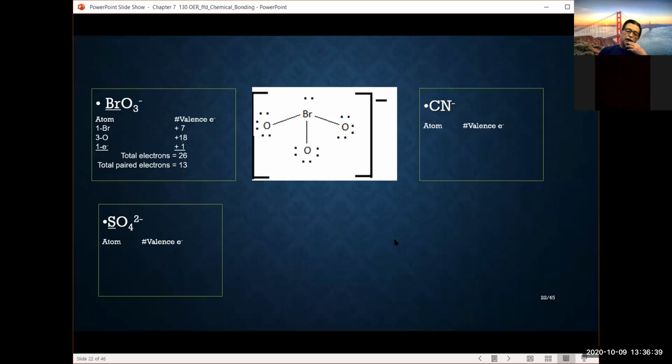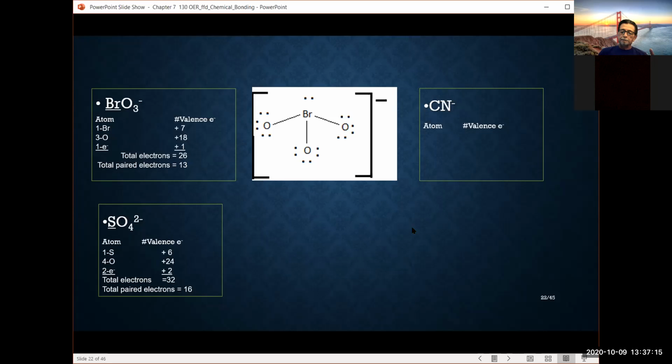Now, the next one is sulfate. Sulfur is in group 6, so it brings 6 valence electrons. Oxygen brings a total of 24, because there are 4 oxygens belonging to group 6. And then it has a negative 2 charge, so we have to add 2 valence electrons. That gives us a total of 32 valence electrons.